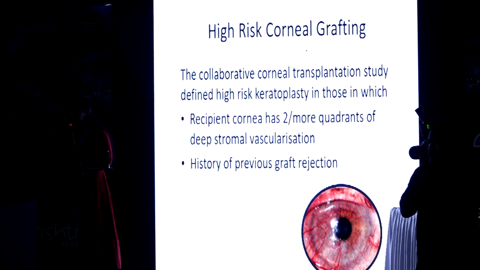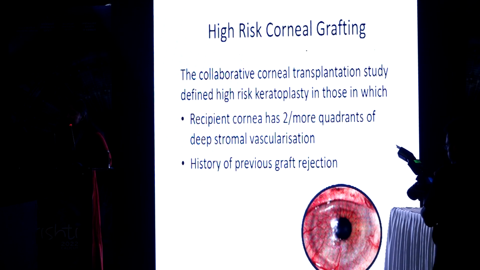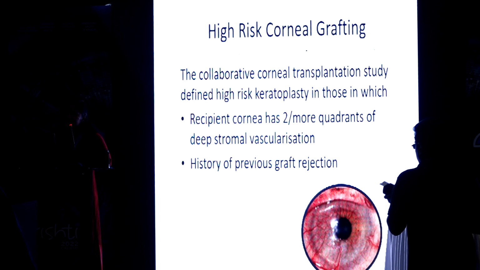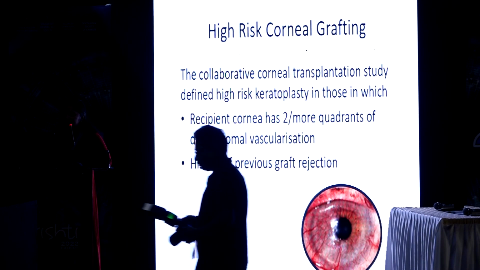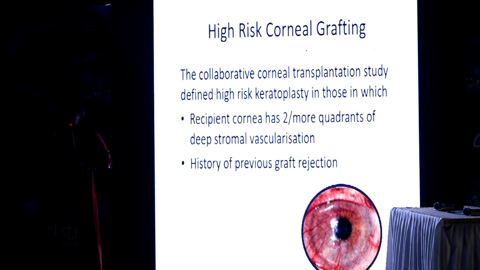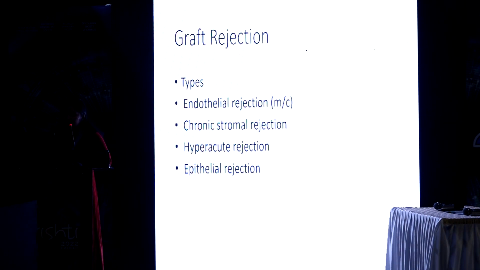Coming on to high-risk corneal grafting. Now the Collaborative Corneal Transplantation Study defined high-risk keratoplasty as those in which the recipient has 2 or more quadrants of deep stromal vascularization or history of previous graft rejection. Now the types can be endothelial rejection, which is most common, chronic stromal rejection, hyperacute rejection, or epithelial rejection.